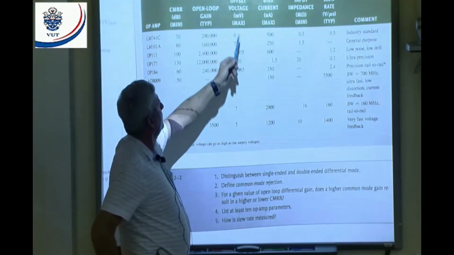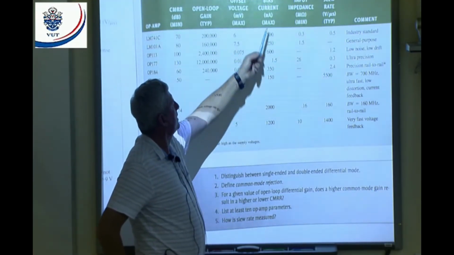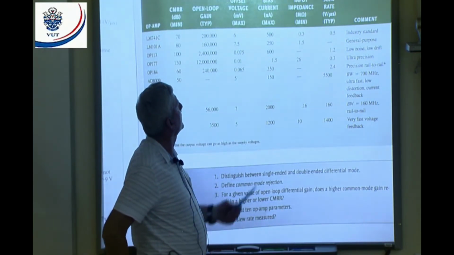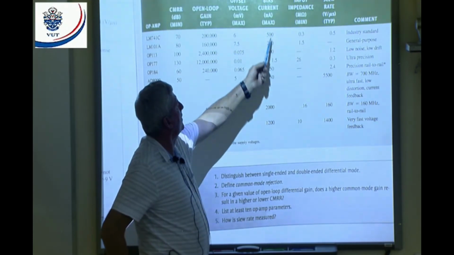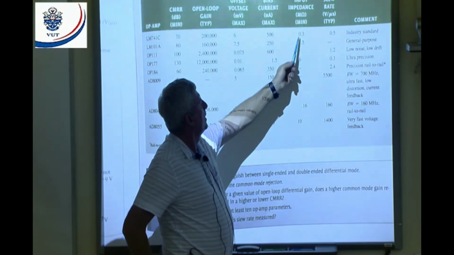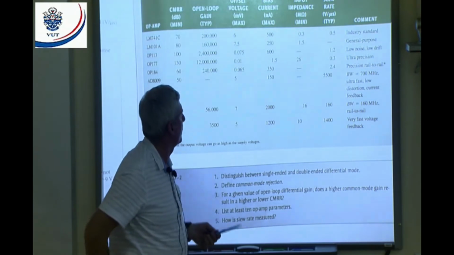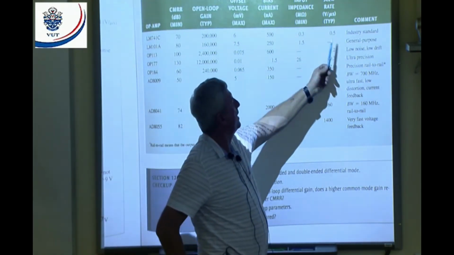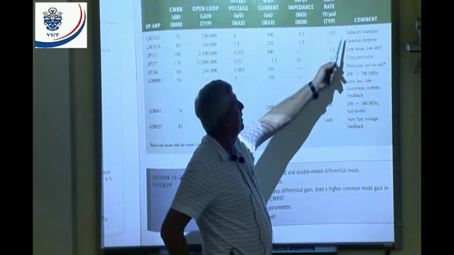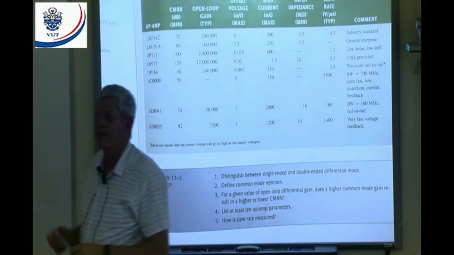Input offset voltage, 6 millivolts maximum. Input bias current, 500 nanoamps maximum. Input impedance, a minimum value of 0.3 megohm. That's minimum, it can be more. Slew rate, a typical value, 0.5 volt per microsecond. And then, where do they use it? Industry standard. That means in industry, they use it a lot.